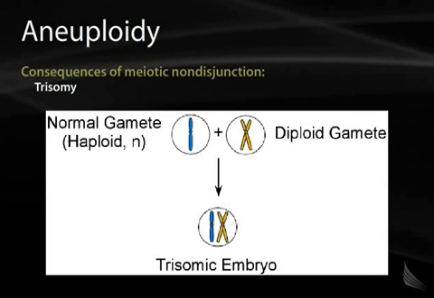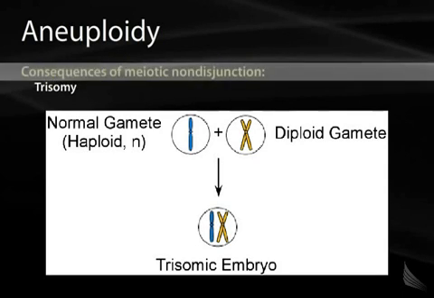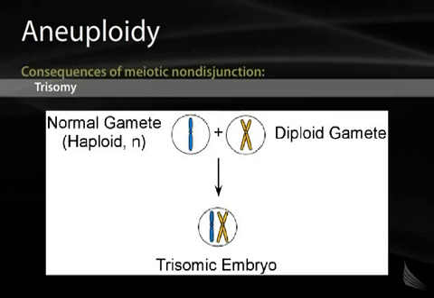On the flip side, if we take a normal gamete that's haploid and fuse it to a diploid gamete, one that had, for example, a non-disjunction during meiosis II, which is what we see here, two sister chromatids were supposed to separate and they didn't. So when we get fusion, we end up with, instead of two chromosome 21s, for example, three chromosome 21s, and that's where we get trisomies, right? That would be trisomy 21.